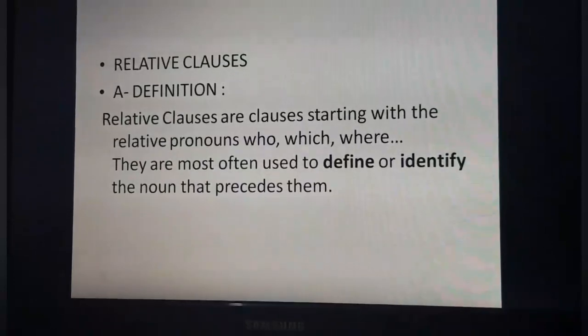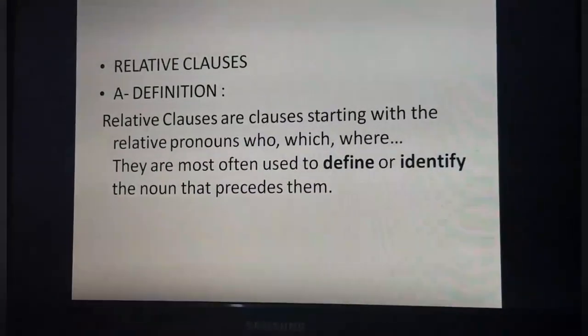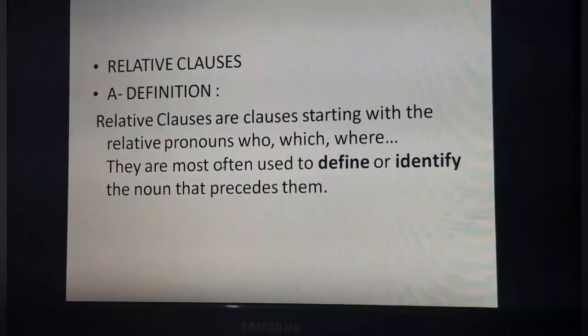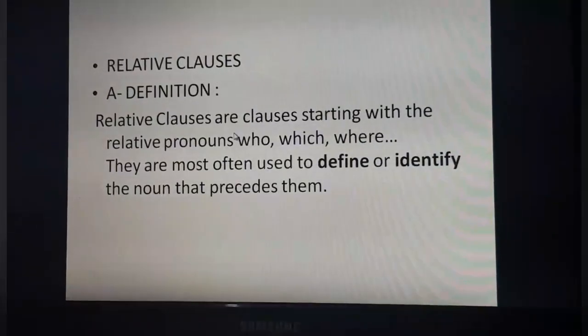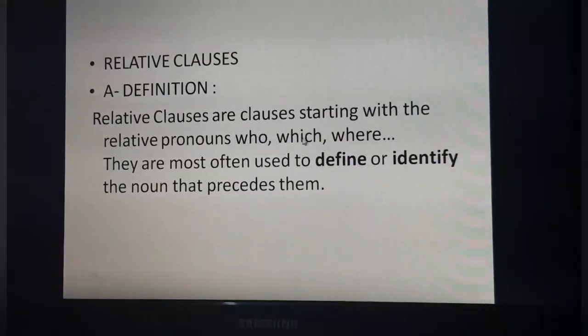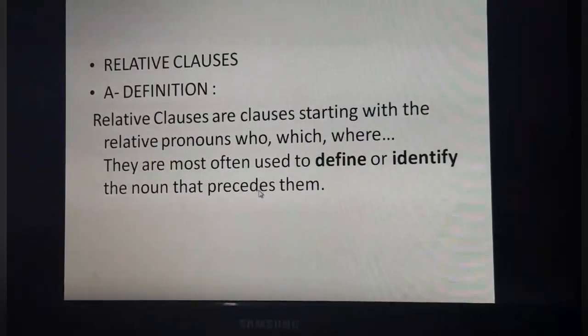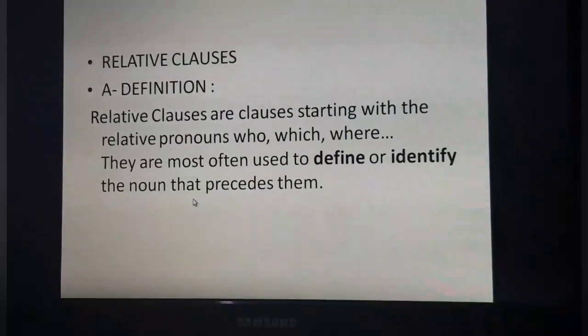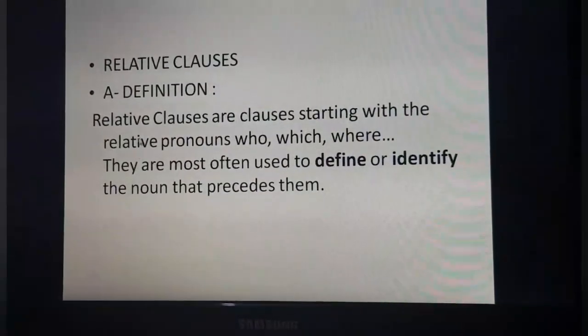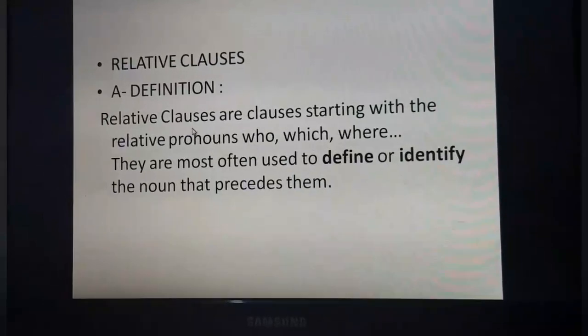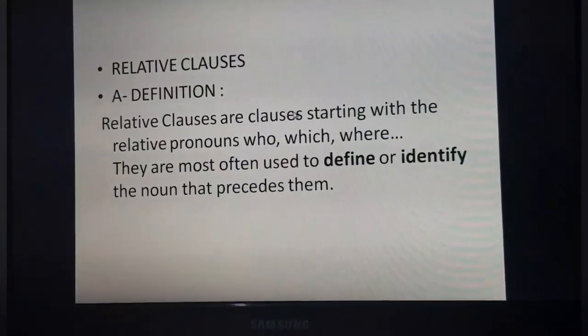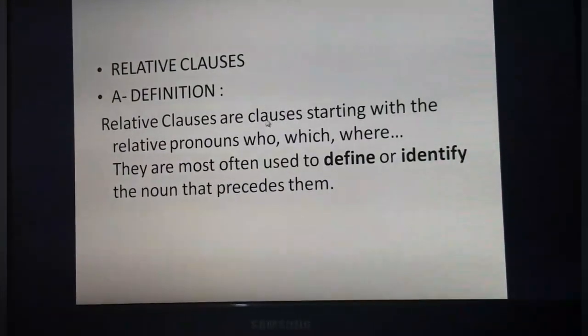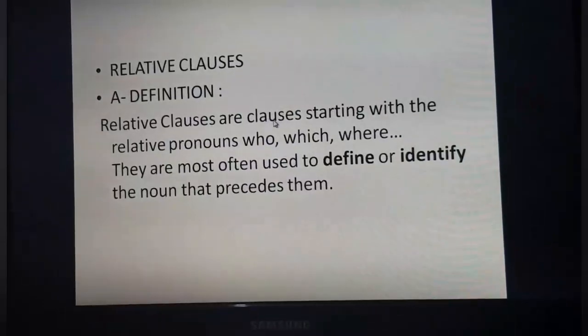Now, what are relative clauses? Let's give a definition. Relative clauses are clauses starting with relative pronouns who, which, where, when, etc. They are most often used to define or identify the noun that precedes them. Okay, so let's repeat. Relative clauses are clauses. So what do you mean by a clause? A clause is a part of a sentence.